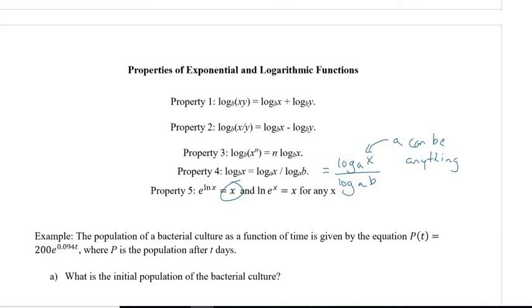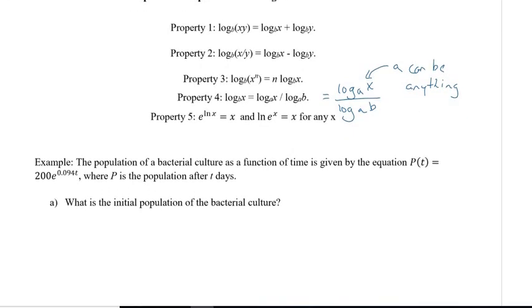A good analogy would be something like the square root of x squared. We know that those two are inverse operations. They cancel each other out, and we're left with just x. Same basic principle. So now that we've reviewed those rules, let's try some exponential problems where we can use these. Let's try an example where we can apply some of those properties of exponential and logarithmic functions.